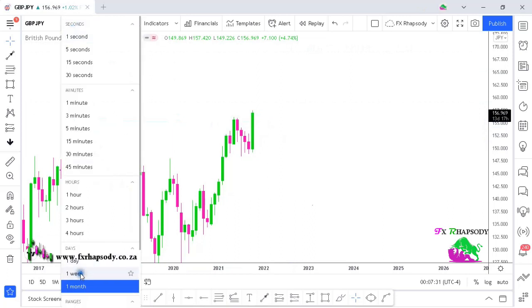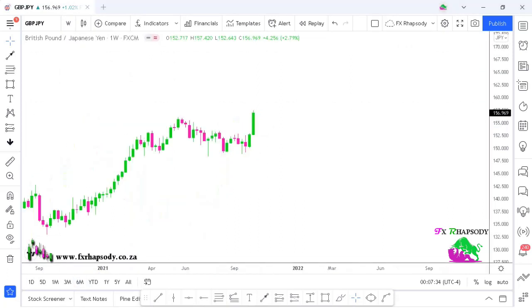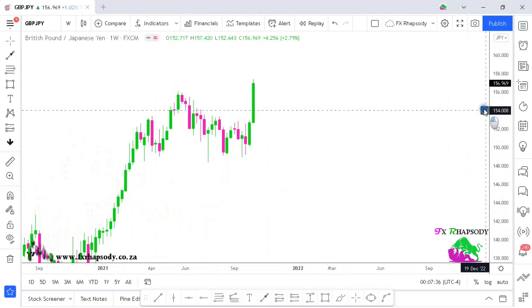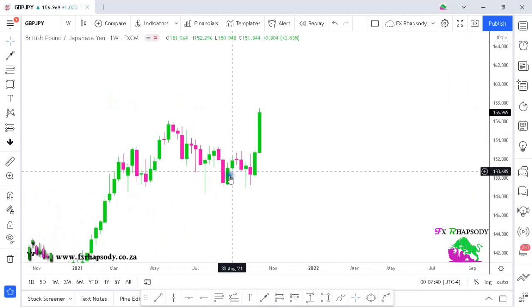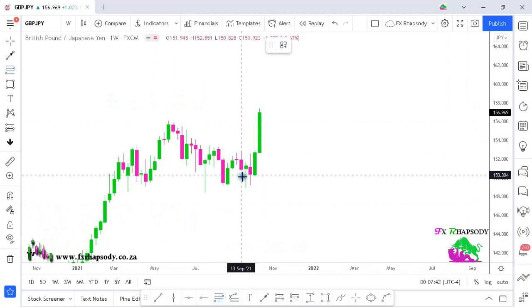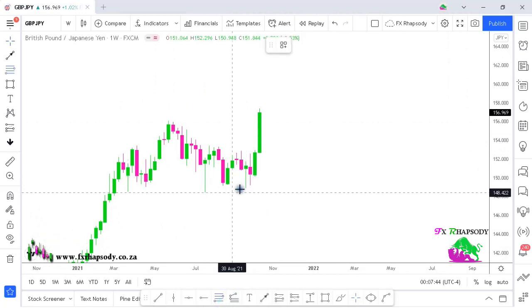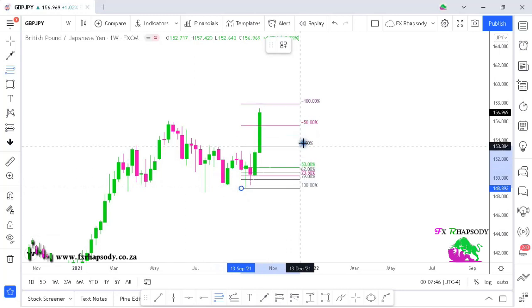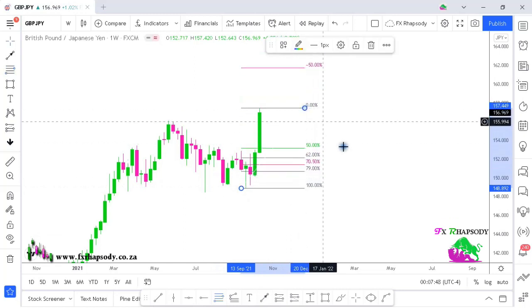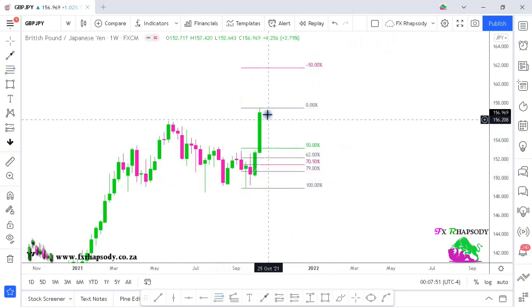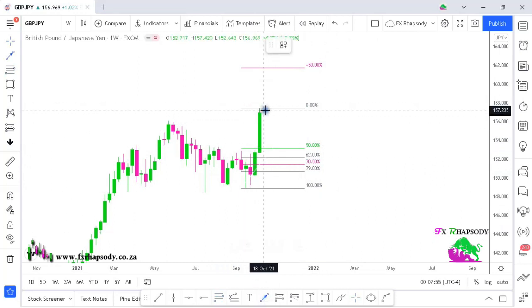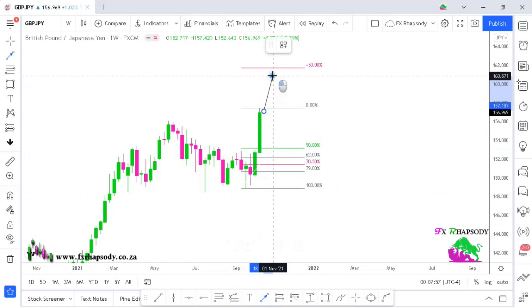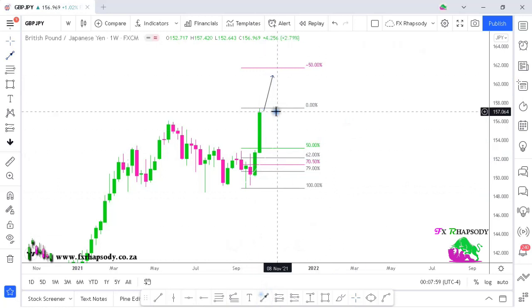On a weekly time frame, you can see this big run that it made, this big bullish move to the upside. So what will happen this week? Will this be the turning point? Will this be the swing high over here? Or will price just push up a little bit more before it starts retracing back?